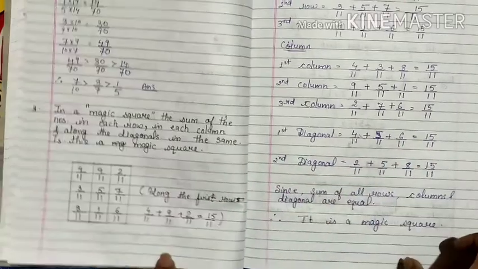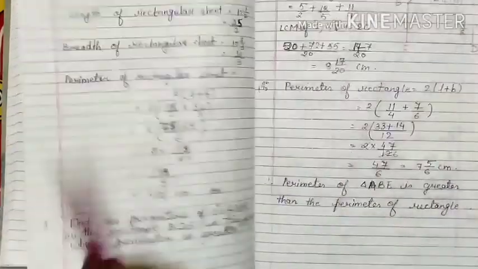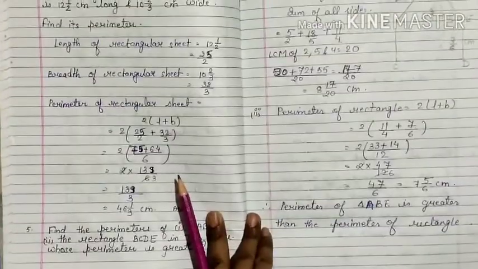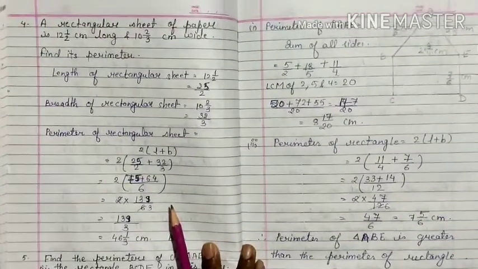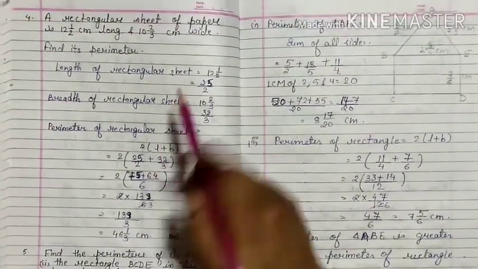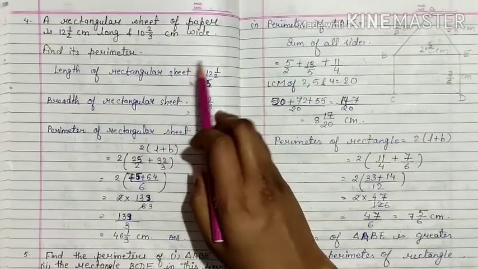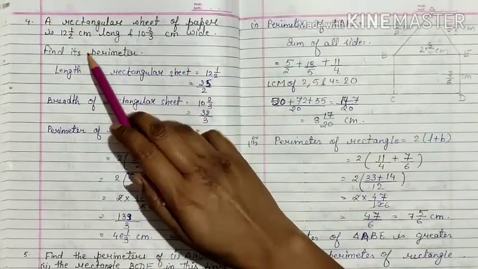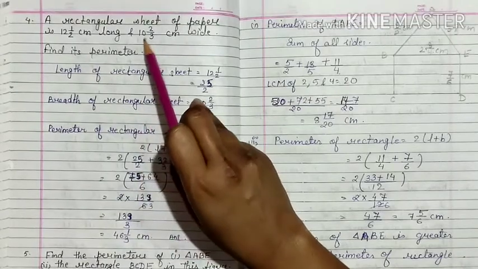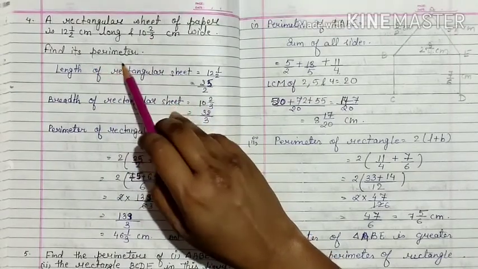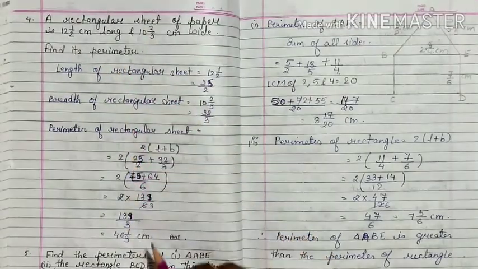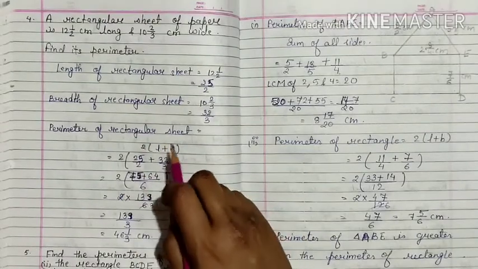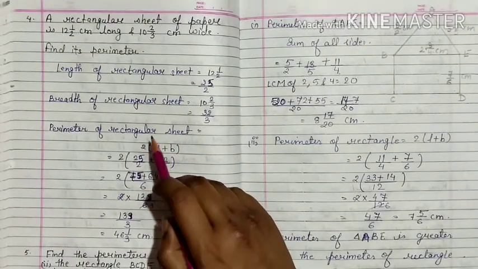Okay, see number 4. Here is a rectangular sheet whose length is 12 1 by 2 and breadth is 10 2 by 3. We have to find the perimeter. So what is the perimeter of a rectangle? It is 2 into length plus breadth.